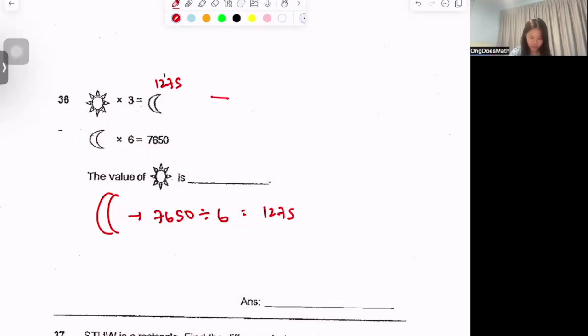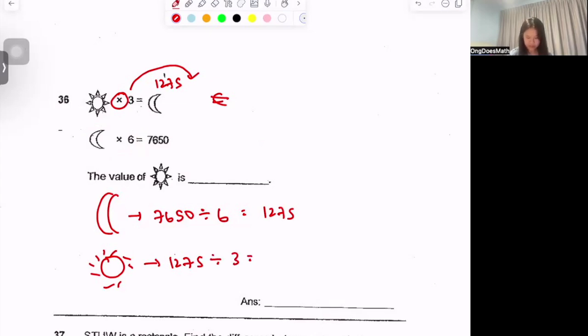Now we'll look at the first row. Let's find out what the sun is. So to find out what the sun is, same thing. We need to shift this 3 over. So when you shift it over, do you times or divide? Good, you divide because here is times. So when you shift over, you have to switch the sign to the opposite sign. So opposite of times is divide. So it will be 1275 divided by 3. Hence answer is 425.